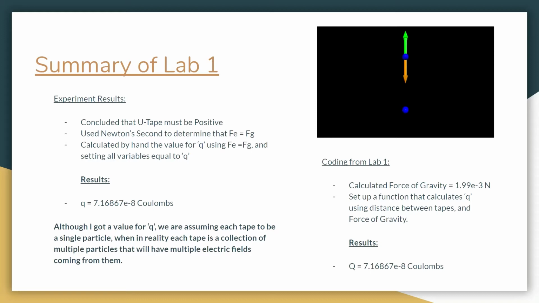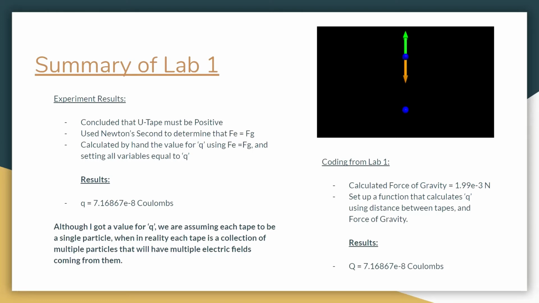Based on my observation, there was going to be a net acceleration of 0. So that's why I was able to use Newton's second law to set the force of gravity equal to the electric force. When I found the force of gravity, I could use Coulomb's law and rearrange everything to find a value for Q, which I found to be around 7.17 e to the negative 8th coulombs.